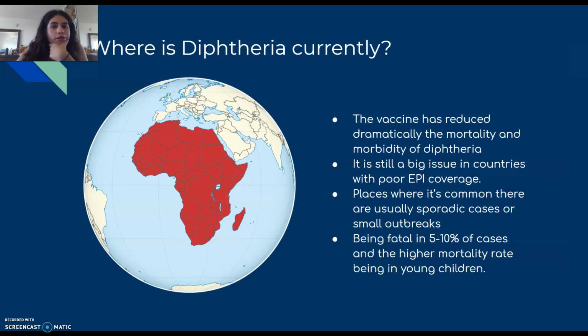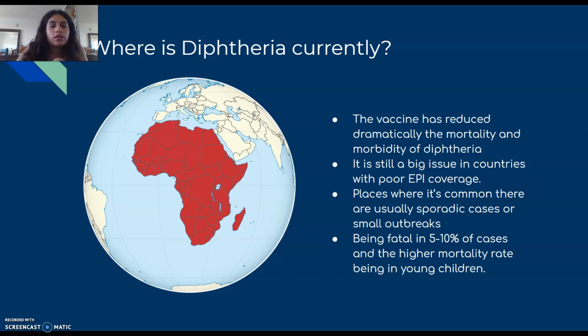So where is diphtheria currently? The vaccine has reduced dramatically the mortality and morbidity of diphtheria. I wouldn't say it has completely gotten rid of the disease throughout the world, because it hasn't. But because so many people do have the vaccine, especially in North America and South America, when the disease does have outbreaks, it is not on this side of the world. It's more in the areas of Africa.